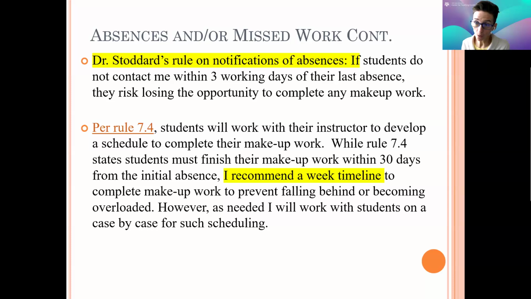Note that the student rule at Texas A&M is that students have 2 working days. I give you an extra day. I will try to work with you to get a week timeline to work through that, and we can work on a schedule to get you back up. The point being, just don't get sick and not tell me for 2 weeks. That's not very helpful at all.